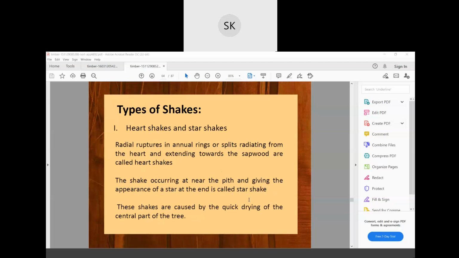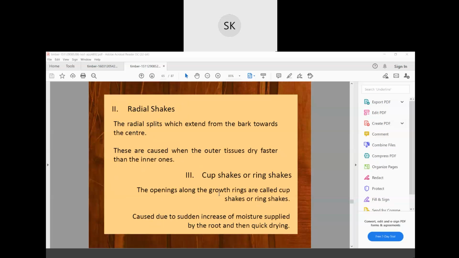So heart shakes occur when the inner part has become quick dry, that is, quick drying of the central part. But radial shakes occur when the outer tissues dry faster than the inner ones, and then it starts shaking towards the center part.